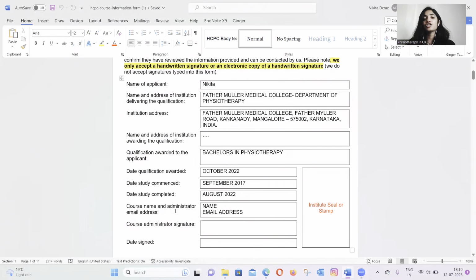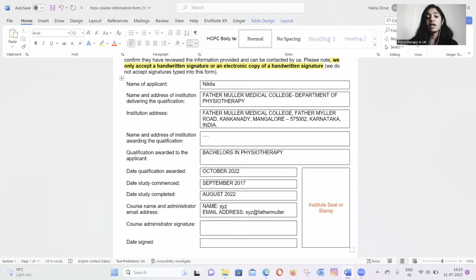The other bits of information that you need to provide are the course administrator's name and the email address for the course administrator. So whatever is the name of this person, whether it is XYZ or whatever else it might be, you need to provide the name, and you also need to provide the email address. Remember that you always want to provide the official email address for the institution and not a personal one.